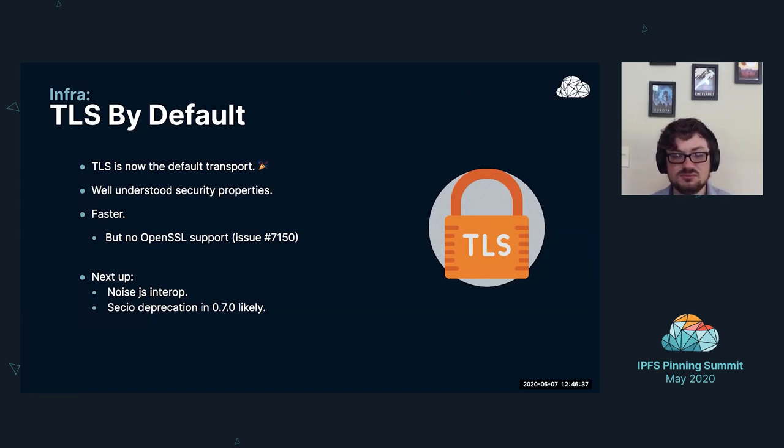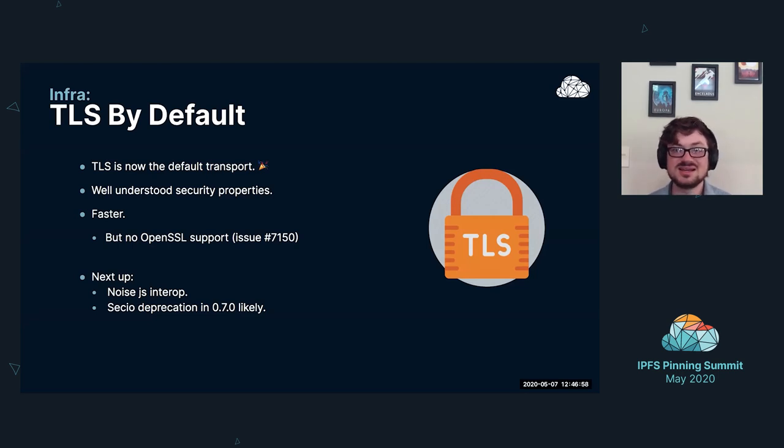This will basically give us a better secure transport with better understood security properties. It's generally faster, actually a lot faster than our previous transport, SecIO. However, there's no OpenSSL support. We have an open issue for this. I believe there's still an open bounty on it.